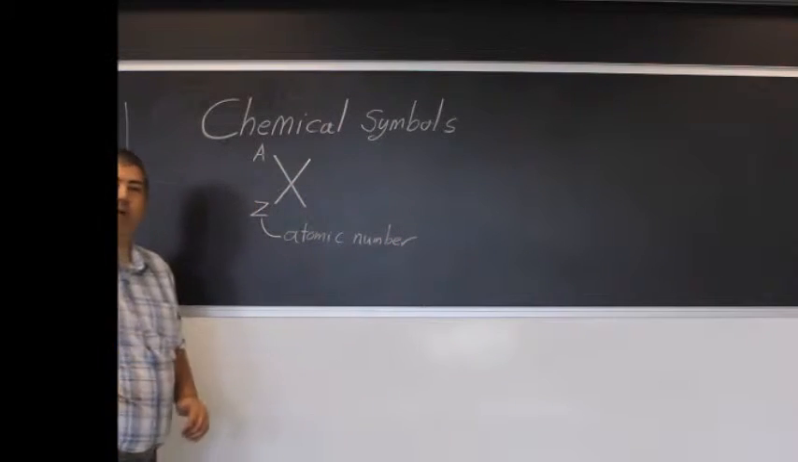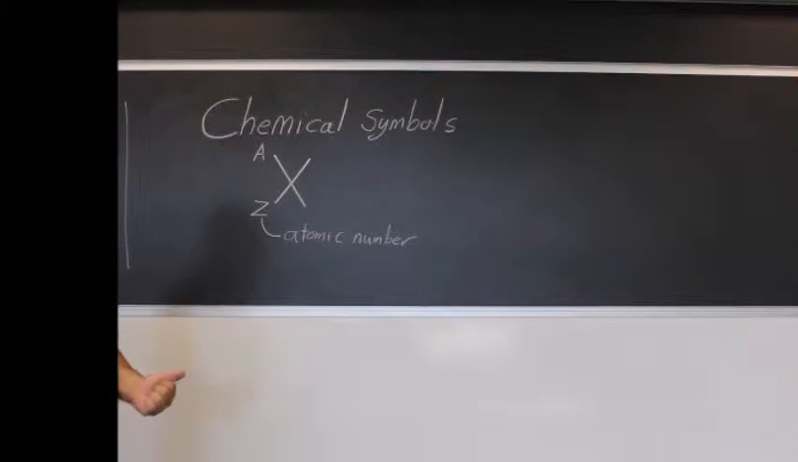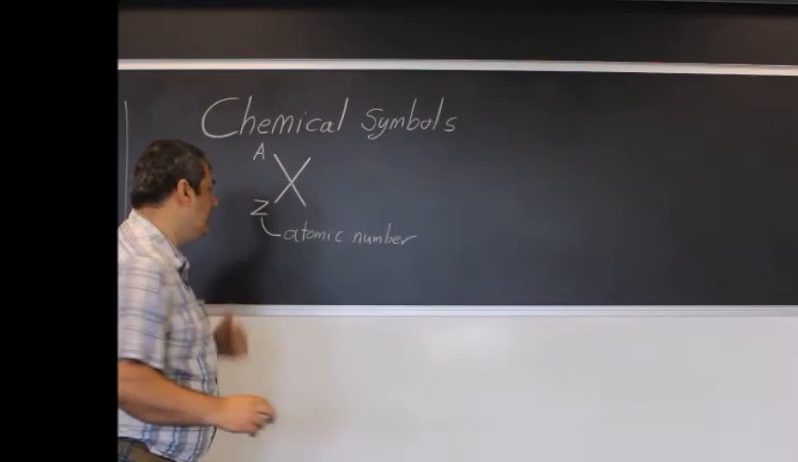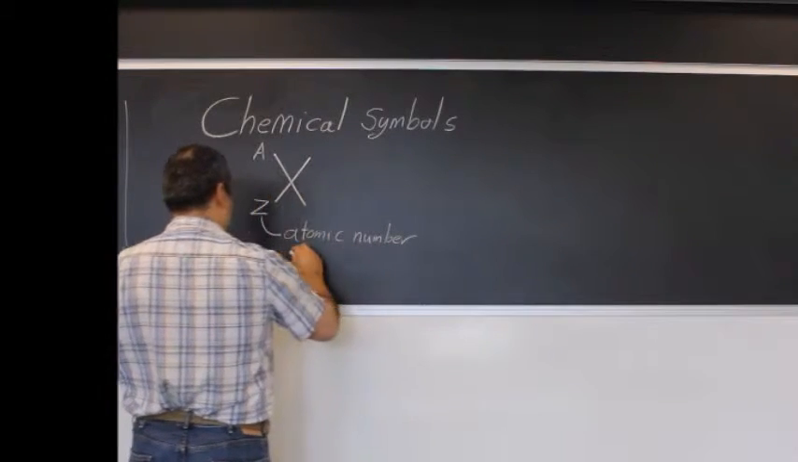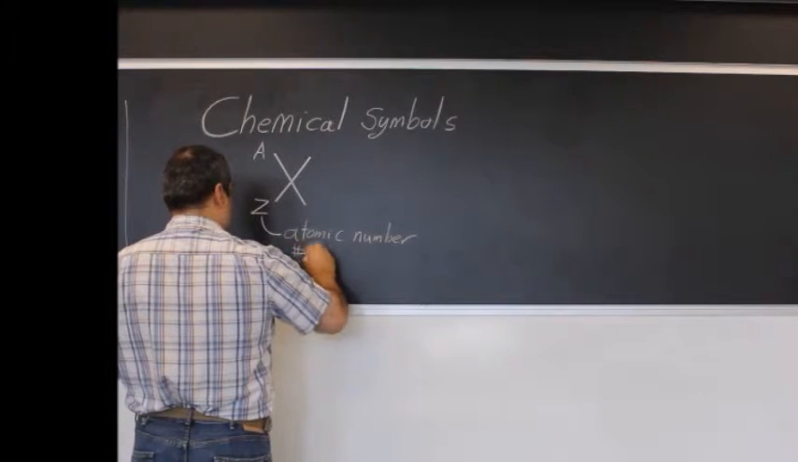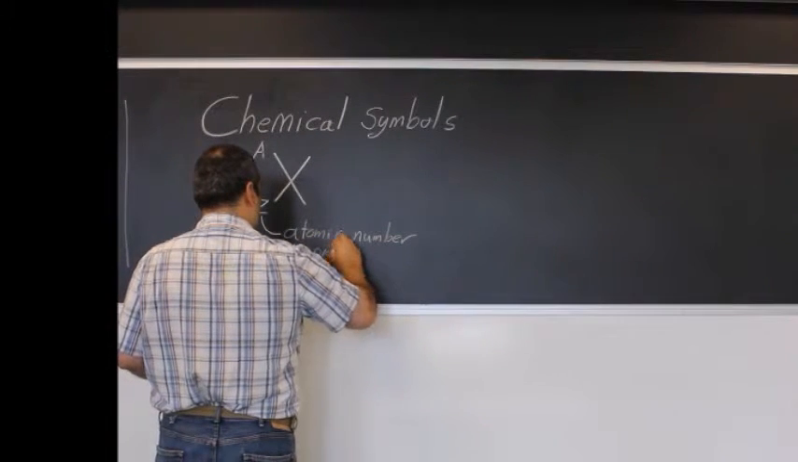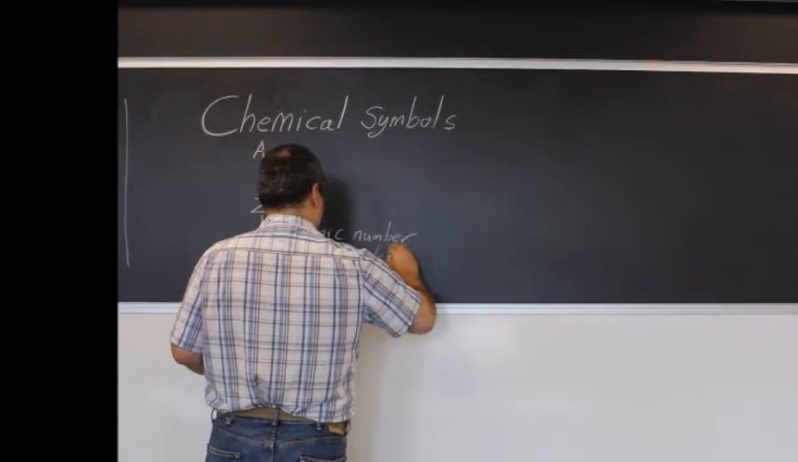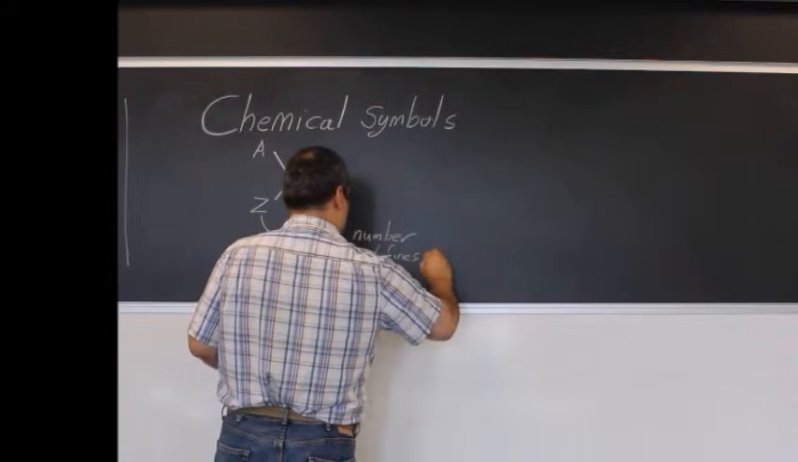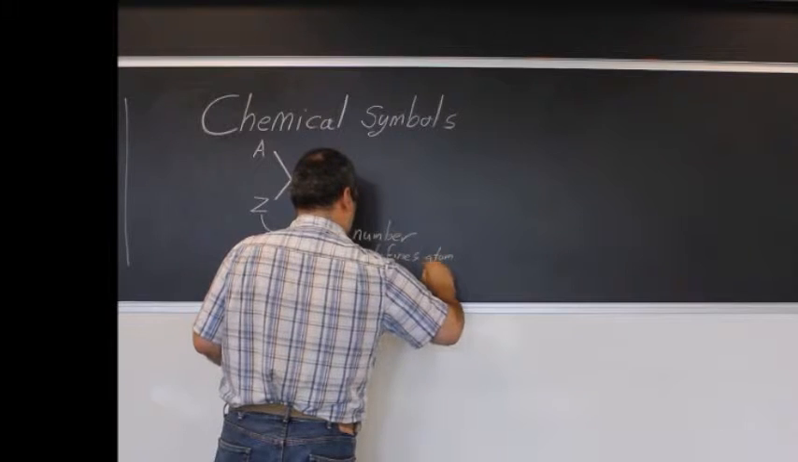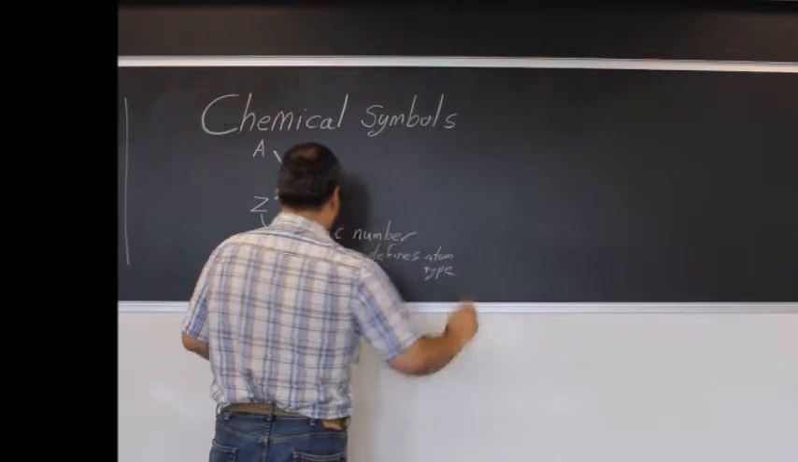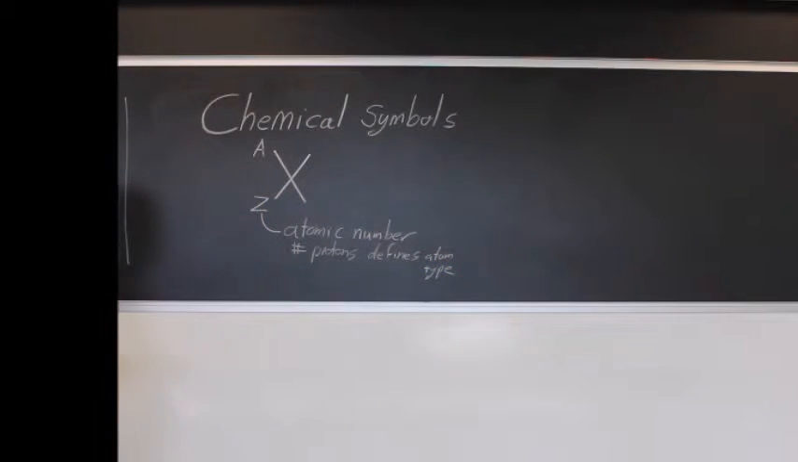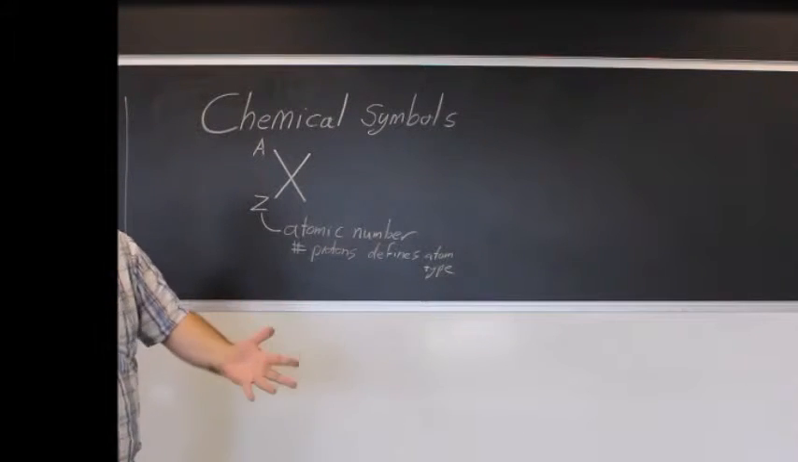The atomic number is the number of protons in an element. This defines what the element is. And I'll give real examples in a second. So this number of protons defines what the atom is. Is it hydrogen? Is it cobalt?